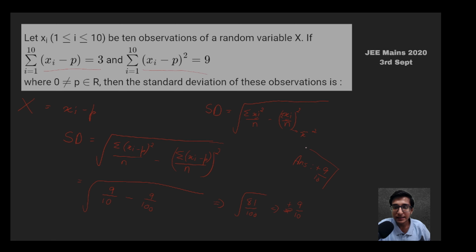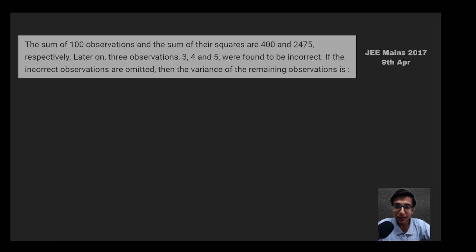A very easy question. The only thing was you had to remember the concept that whenever a constant is added or subtracted to all the terms of a data set, the standard deviation and variance remain constant. They do not change. If you were able to find that out, then the question is very easy. You just needed to substitute the values into the formula. Now let's look at another question.